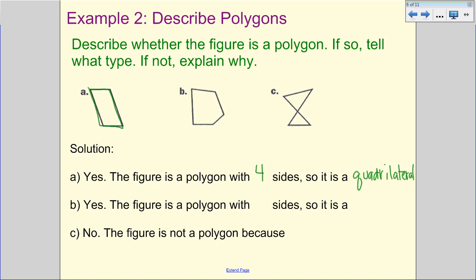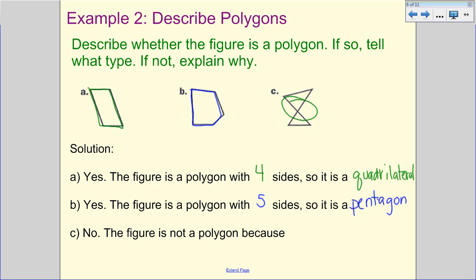B, yes, because everything's closed, everything's straight, so we count 1, 2, 3, 4, 5. If we go back and look at our chart, 5 sides is a pentagon. And if we look at C, no, it is not, because 2 sides intersect at a point that is not a vertex.